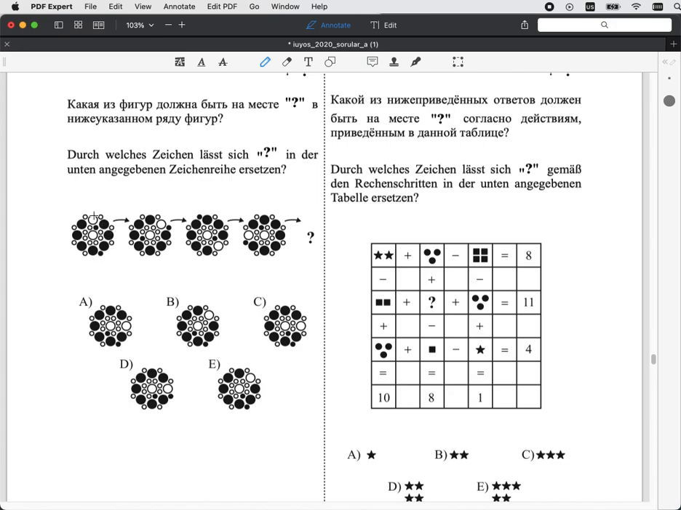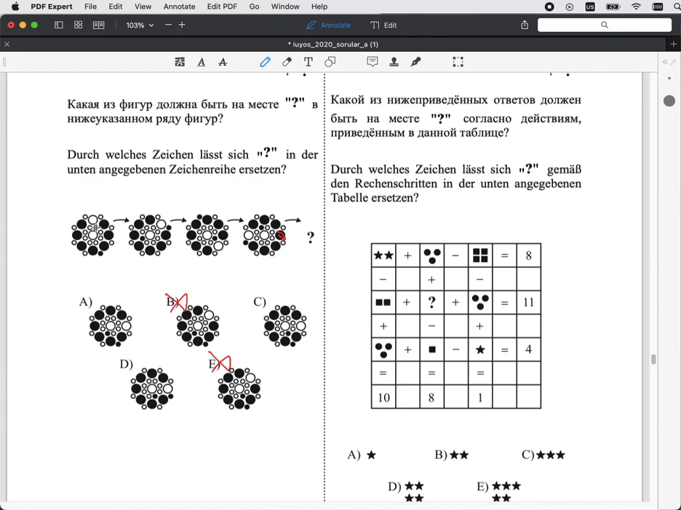63. So this, the white circle moves from here to here by 1. Then it jumps from here to here, so it jumps two spaces, and from here to here it jumps three spaces. So it's gonna jump 1, 2, 3 from here to here. The white one is gonna be here. So this one is wrong. This one is wrong. Okay.